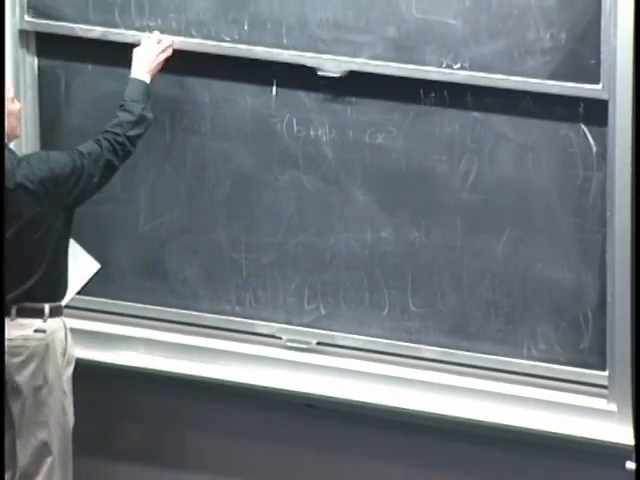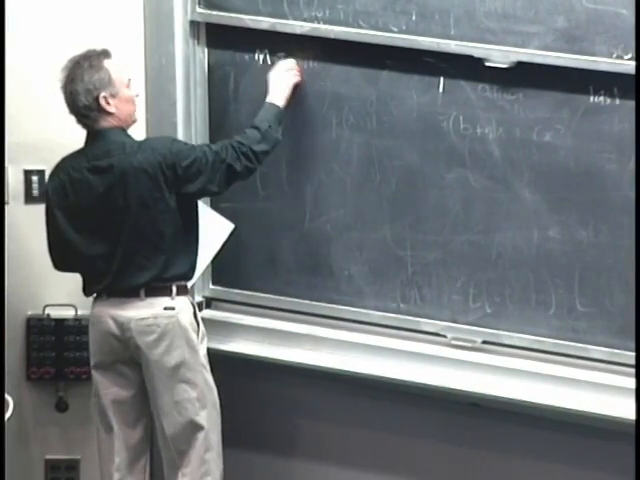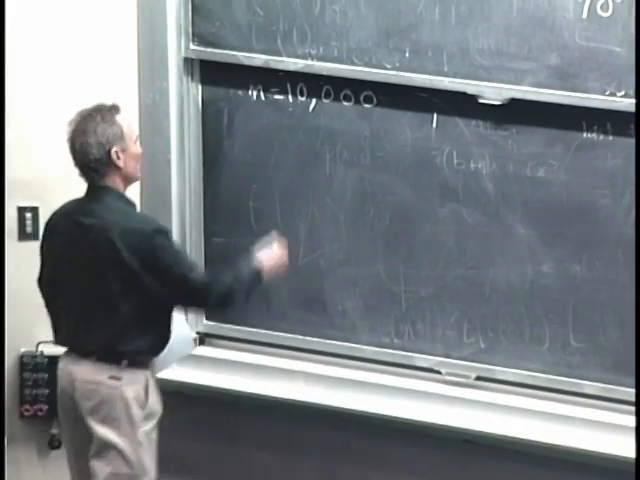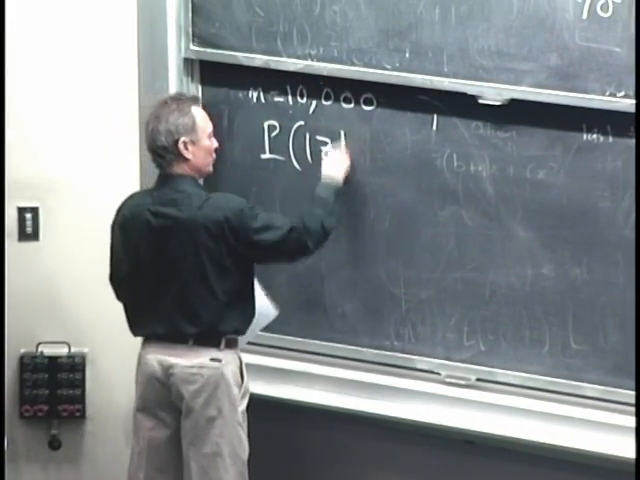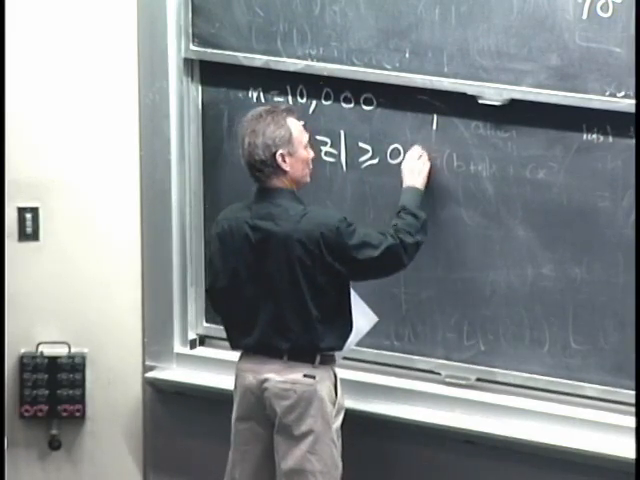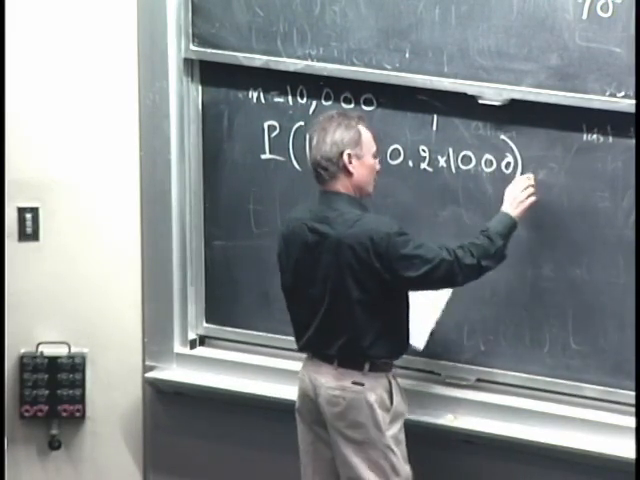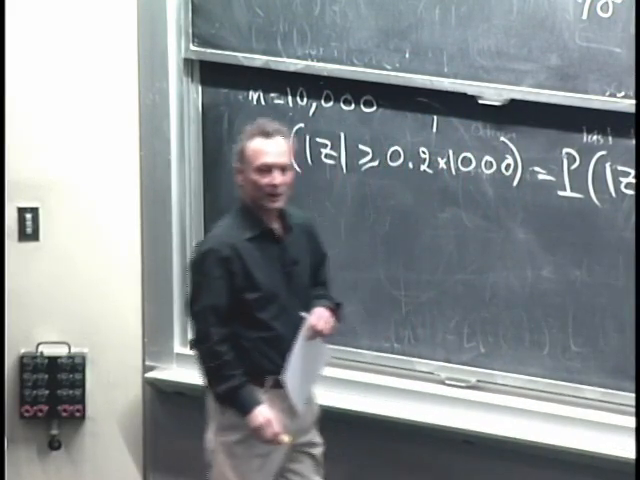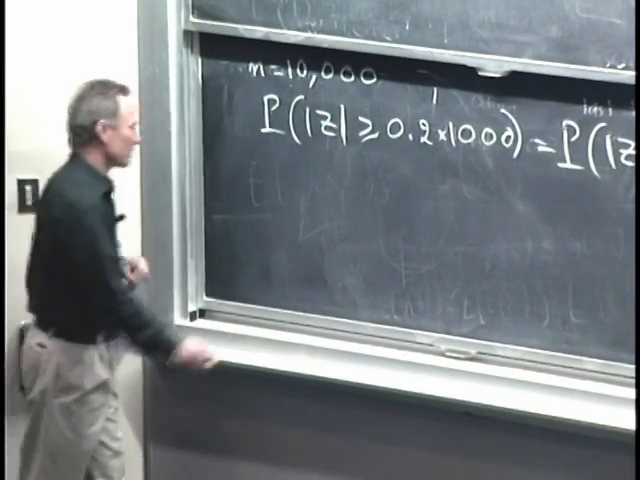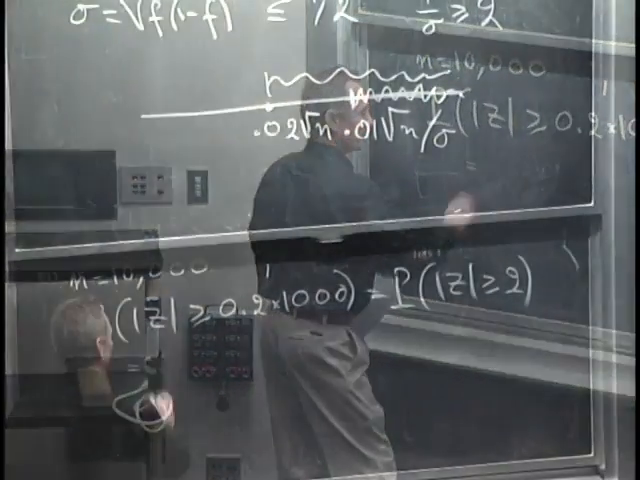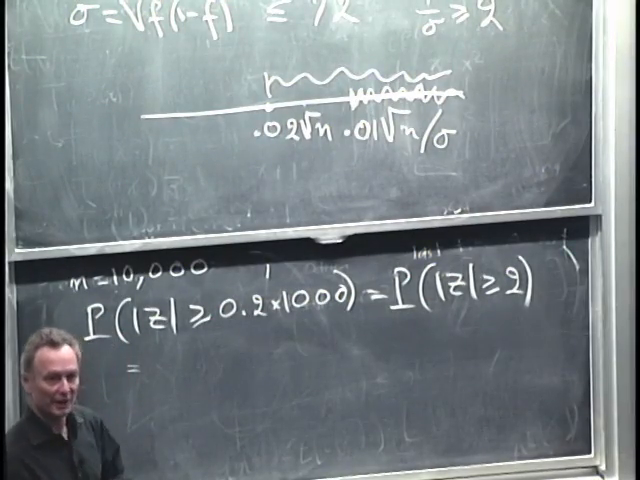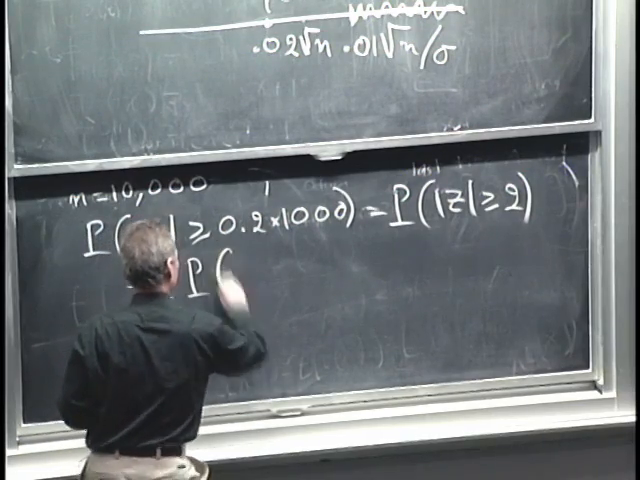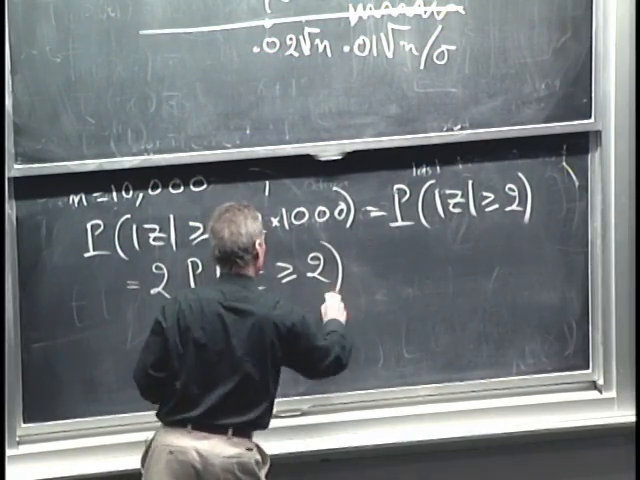So for example, let's say that we take n to be 10,000. How's the calculation going to go? We want to calculate the probability that the absolute value of z is bigger than 0.2 times 1,000, which is the probability that the absolute value of z is larger than or equal to 2. And here let's do some mechanics just to stay in shape. Probability that you are larger than or equal to 2 in absolute value, since the normal is symmetric around the mean, is going to be twice the probability that z is larger than or equal to 2.